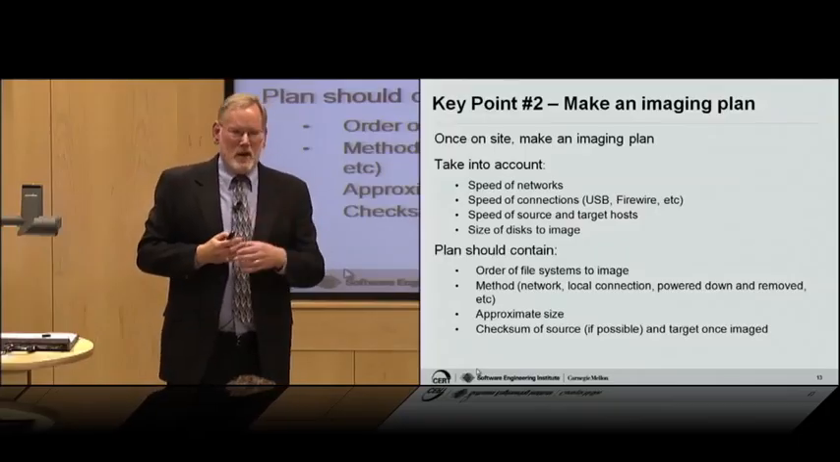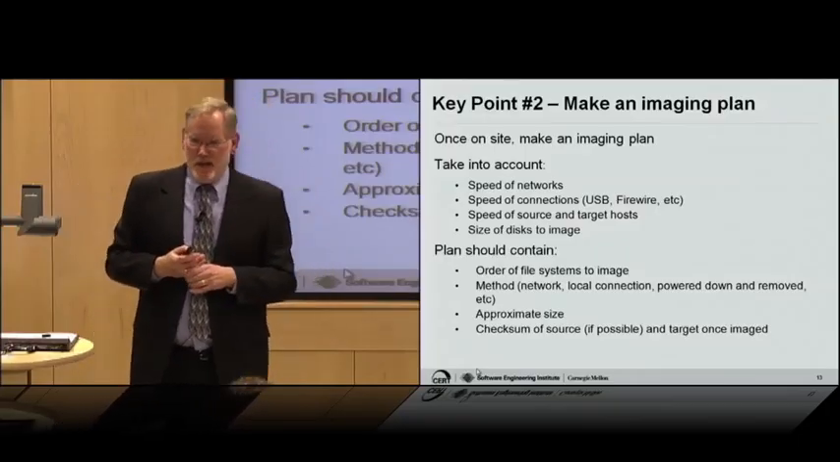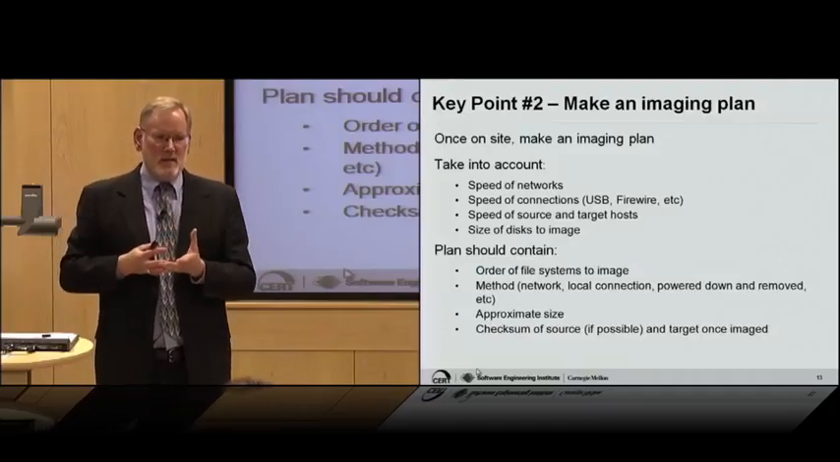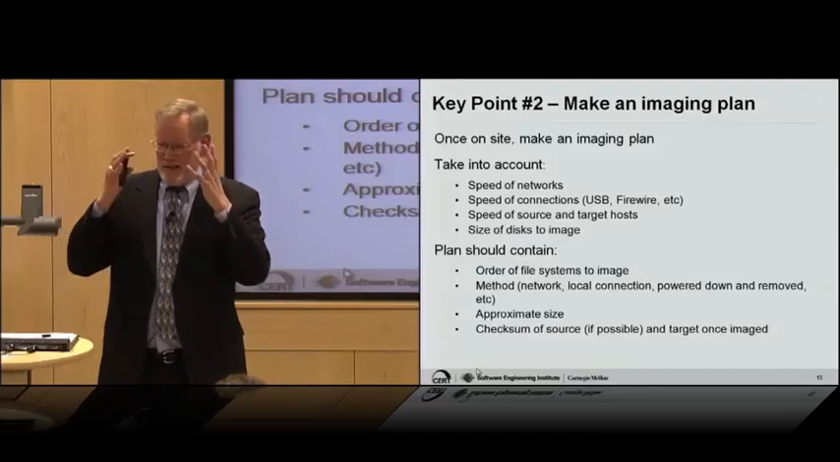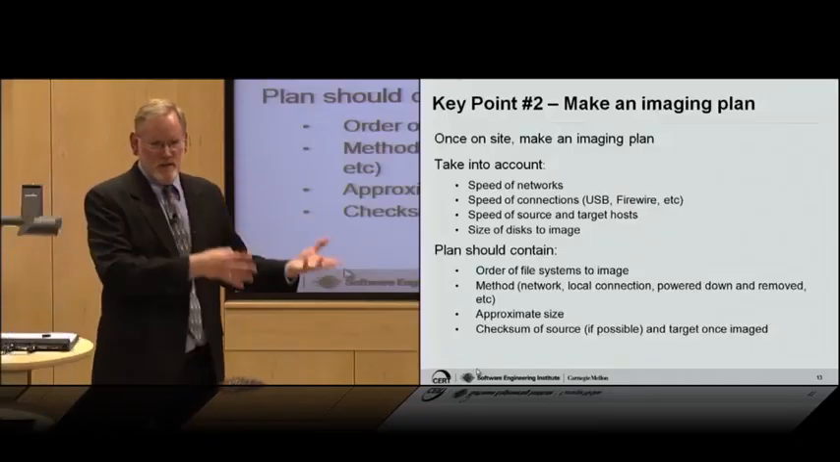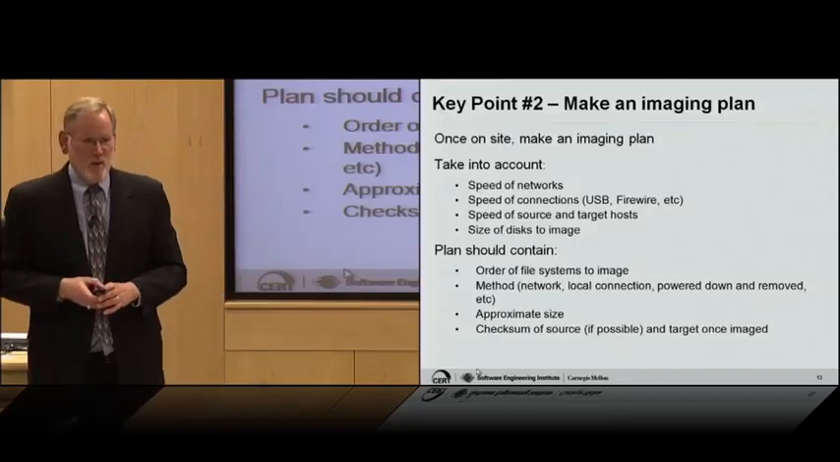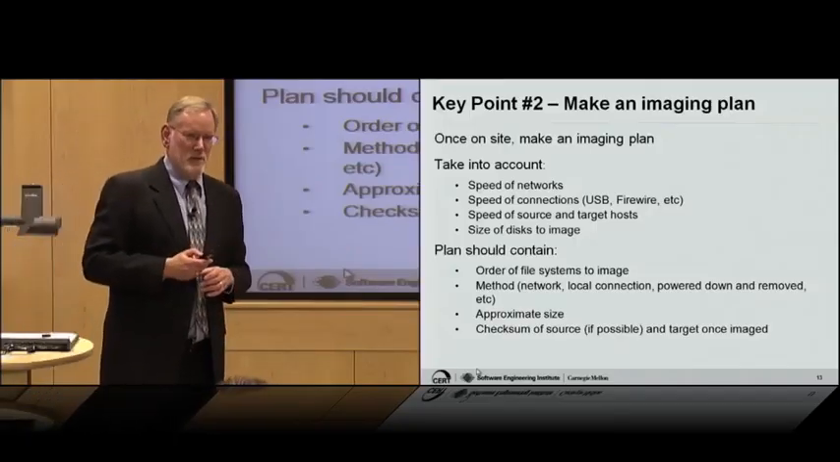You want to get an idea of an approximate size and then some notion of checksums, because now we will begin to get into this notion of chain of custody. We imaged it. It is a good image. It matches: the source matches the target. You can then verify that in a court of law. We'll talk more about chain of custody issues.